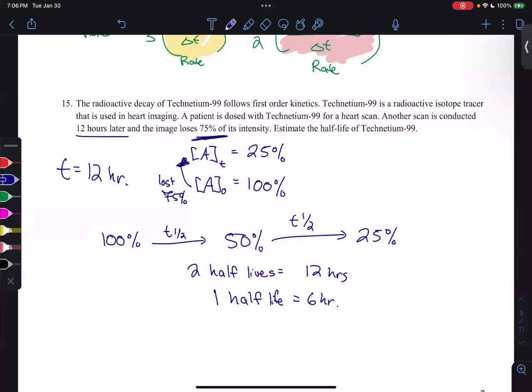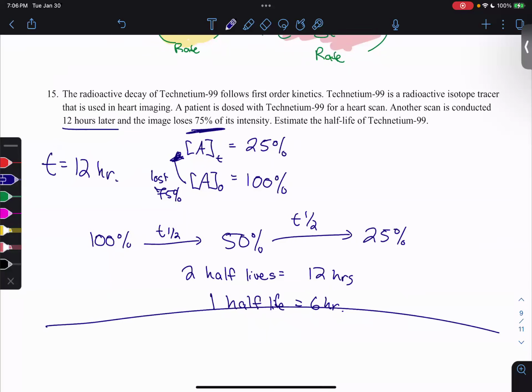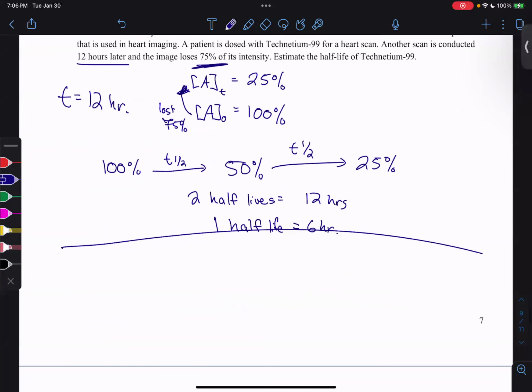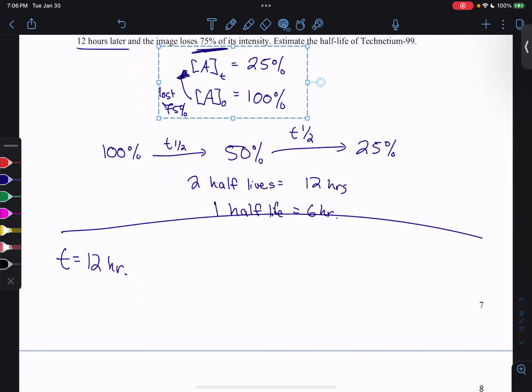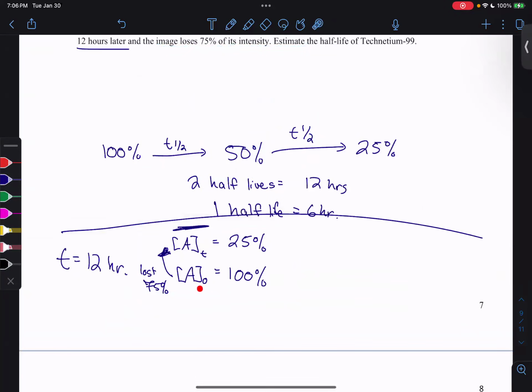So let's do it the right way, and that's using the integrated rate law, where we will always get the right answer, always, regardless if the numbers are easy or not. It'll always work every single time. So this is how we do it with the integrated rate law. We actually have all the information we need. When 12 hours goes by, our sample goes from 100% to 25%.